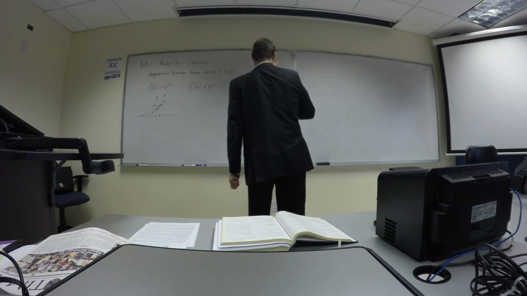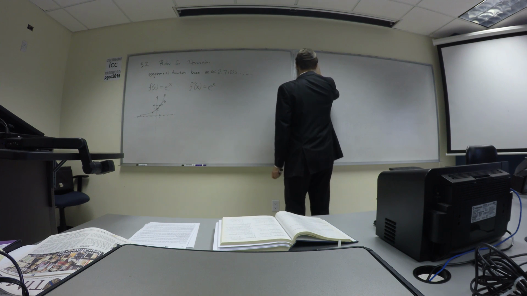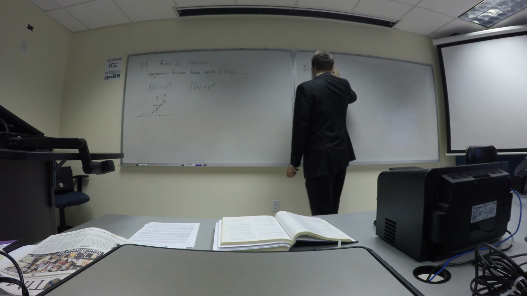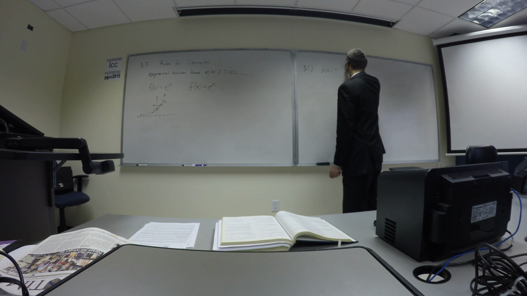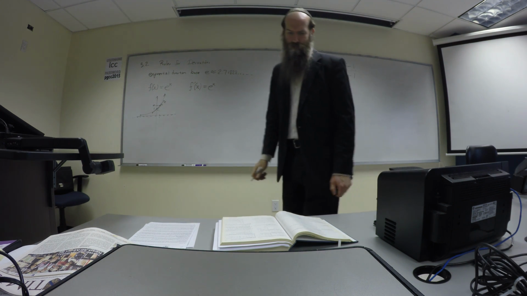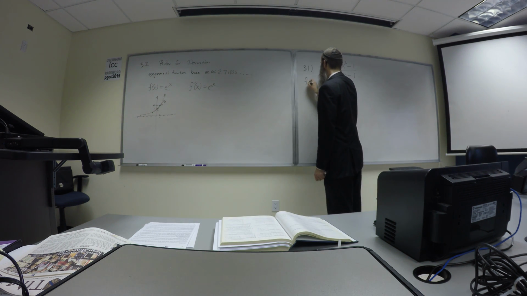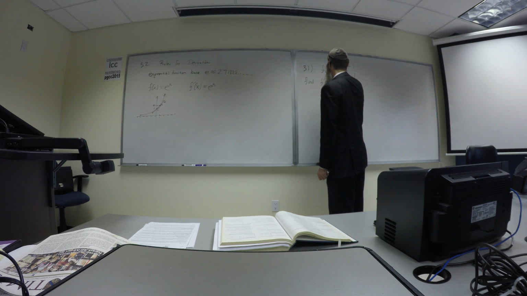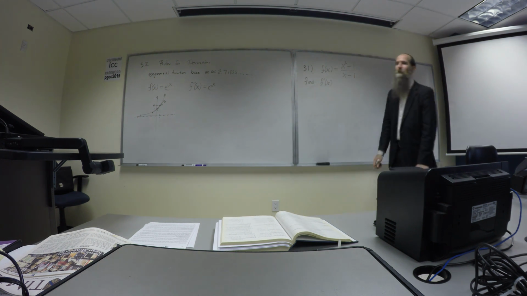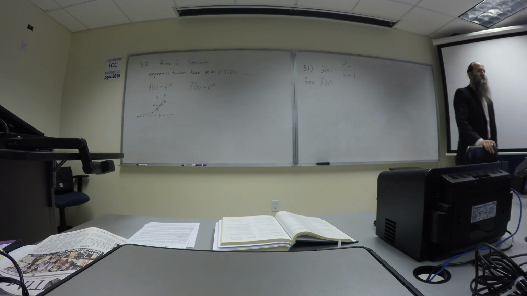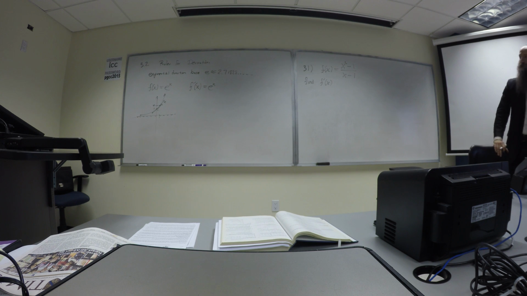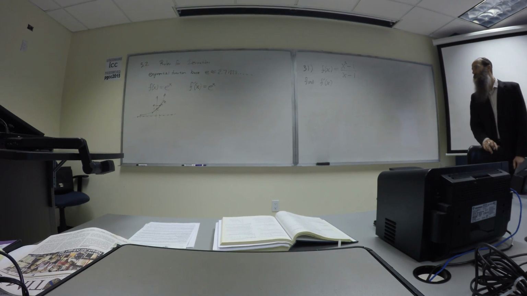Number 31. f of x is x squared minus 1 over x minus 1. It's my favorite function. Find the derivative. Find f prime of x. So what you should first note is that we have not established how to deal with quotients.